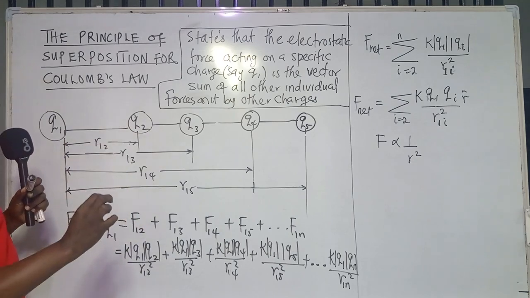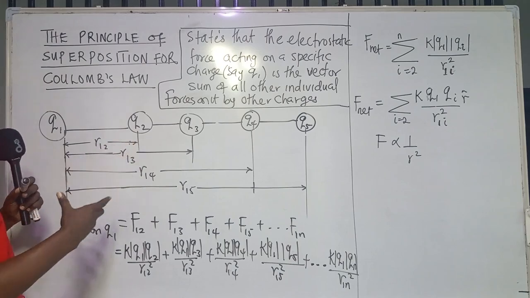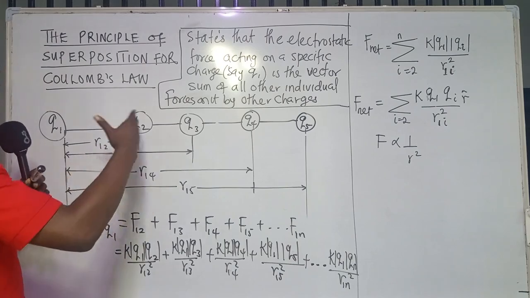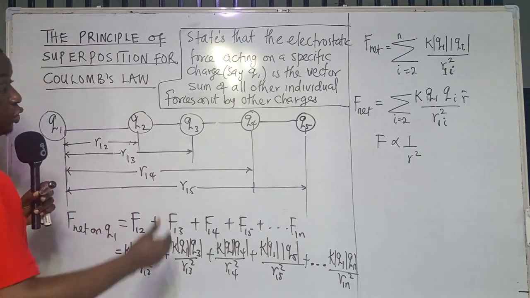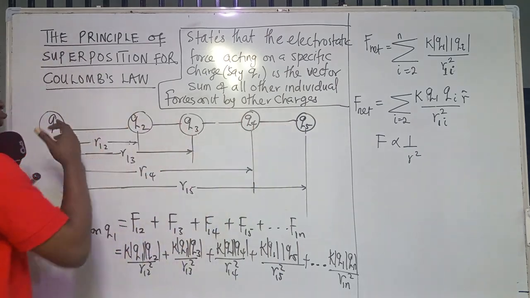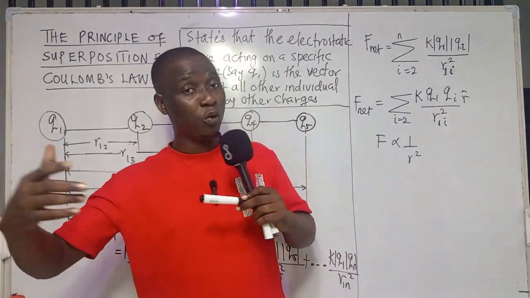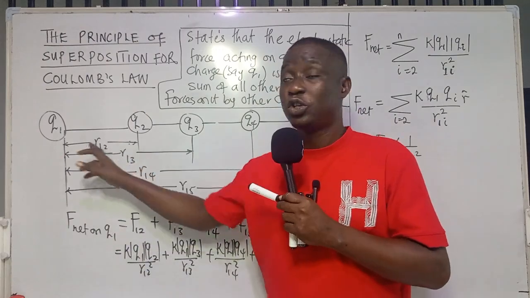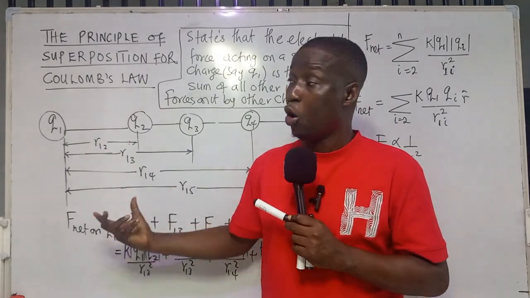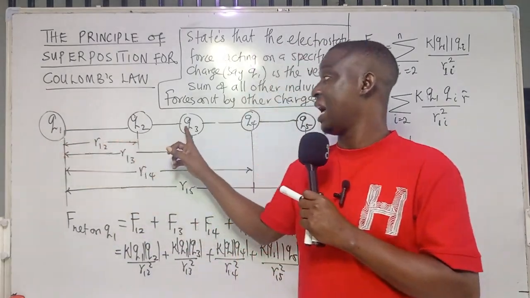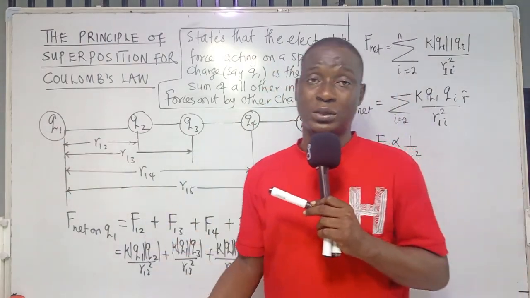It's Q2. Why? Because Q2 has a closer distance compared to the other distances of Q3, Q4, Q5 from Q1. Their distances are very far, or very large. But in terms of Q1 to Q2, the interaction between Q1 and Q2 will be more than the interaction between Q1 and Q3, and also Q1 and Q4, and so forth.